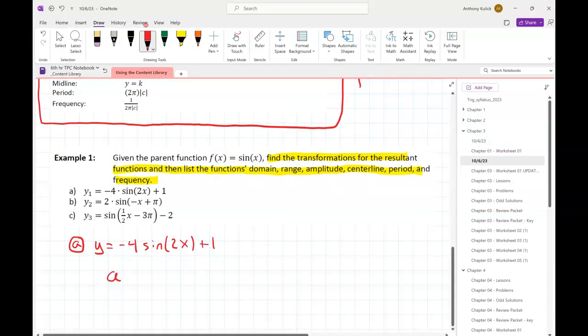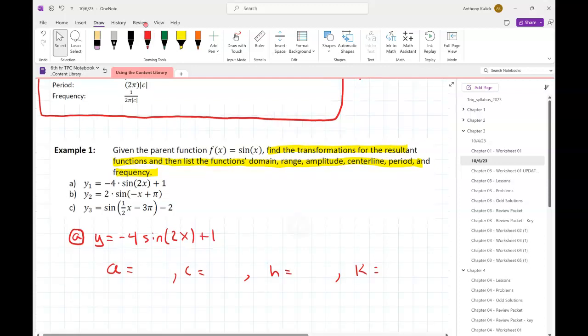The answer is I need to know the values for A, C, H, and K. If I look at the formulas above, I need A, C, H, or K to plug into each of the formulas for domain and range and period and amplitude and midline and all that jazz. And I certainly need those values to describe the transformation. So let's start there.